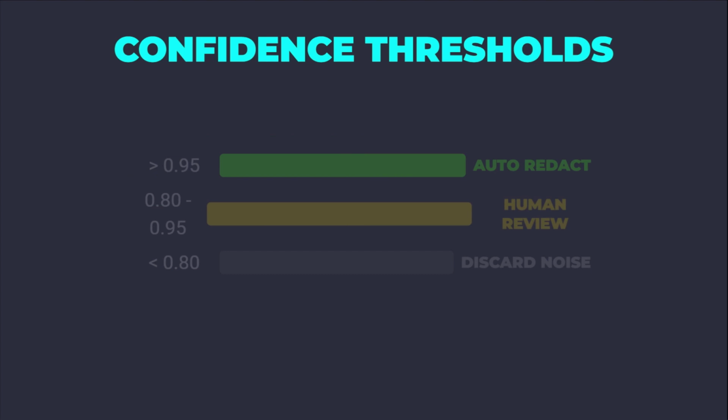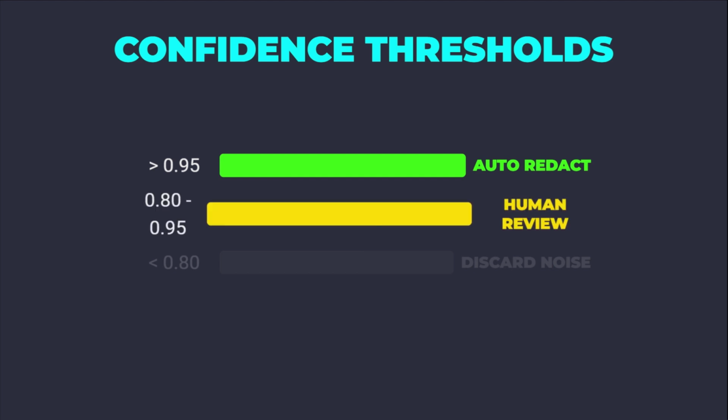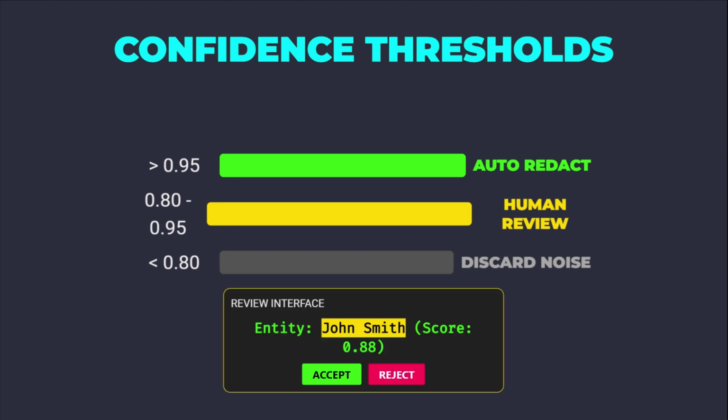Not all named entity recognition predictions are equally reliable. Implement a confidence scoring threshold to manage risk. Entities identified with a confidence score above 0.95 are automatically redacted and committed to the database. Entities scoring between 0.80 and 0.95 are flagged as high risk and routed to a human review queue for manual validation and correction. Scores below 0.80 are typically discarded as low confidence noise, unless the entity type is extremely sensitive, such as social security numbers, where the threshold must be lowered to prioritize recall.